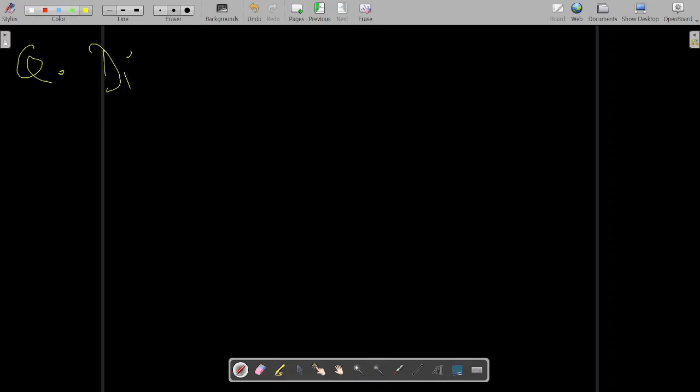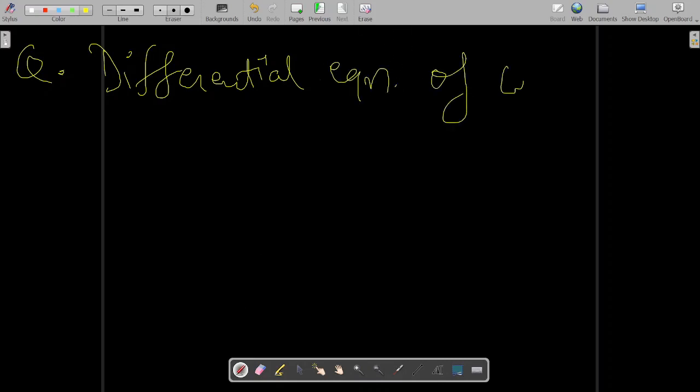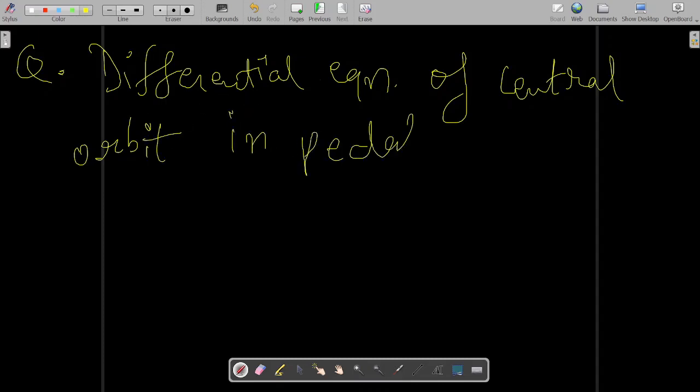We will derive it. Differential equation, write properly, differential equation of central orbit in pedal form. Okay, so let's start.